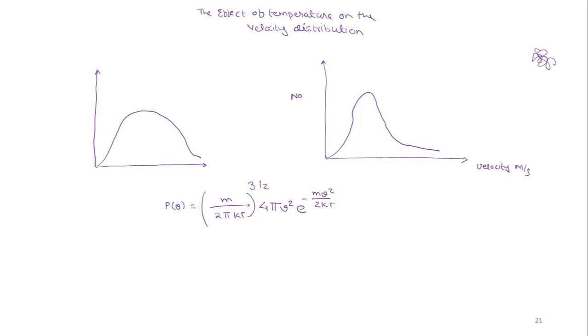Okay, and in this equation, k is the Boltzmann constant, V, of course, as usual, corresponds to velocity, and T corresponds to the temperature. Now this is a very scary looking equation.